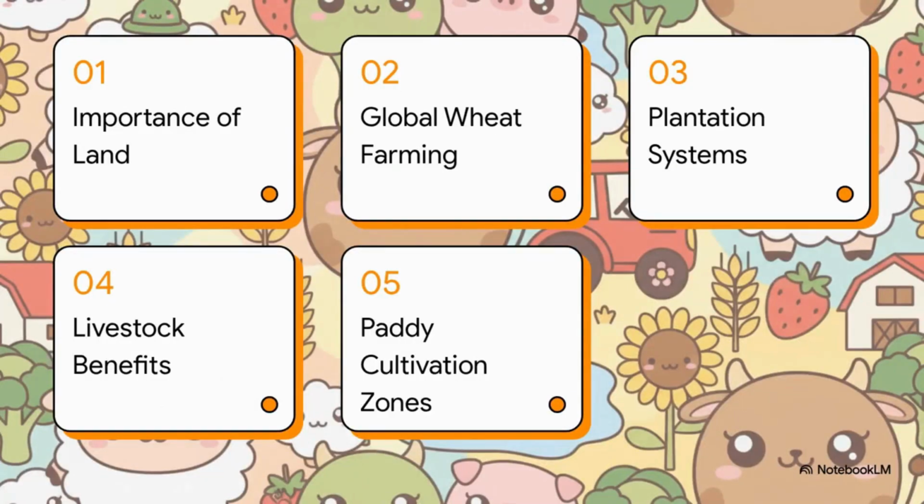So here's our roadmap for today's session. We'll be covering the importance of agricultural land, global wheat cultivation, plantation agriculture systems, the benefits of livestock farming, and finally, paddy cultivation zones. Let's get to it.